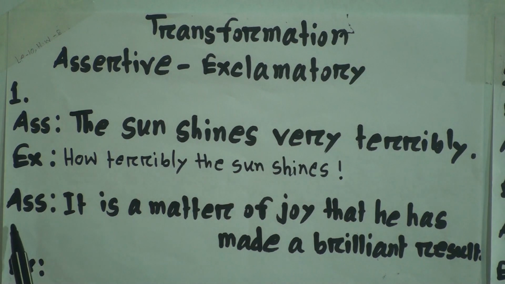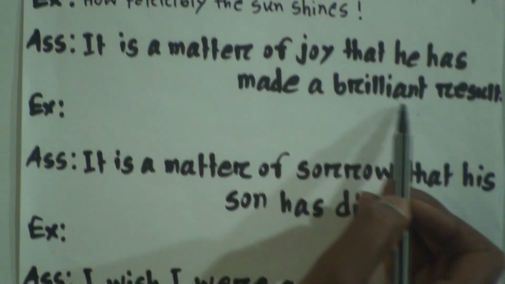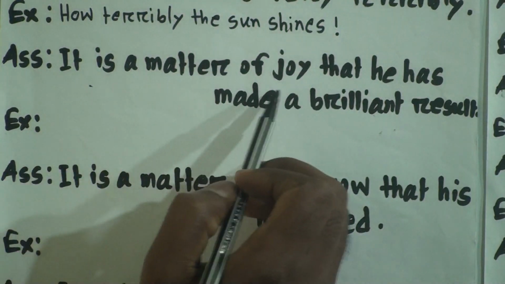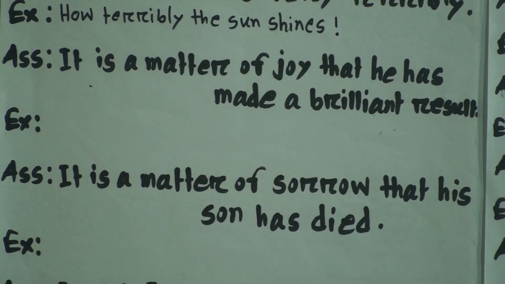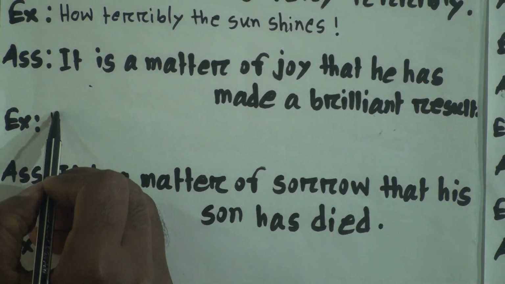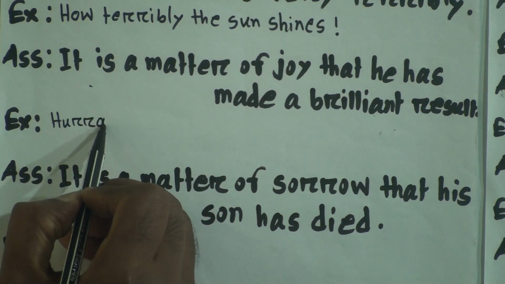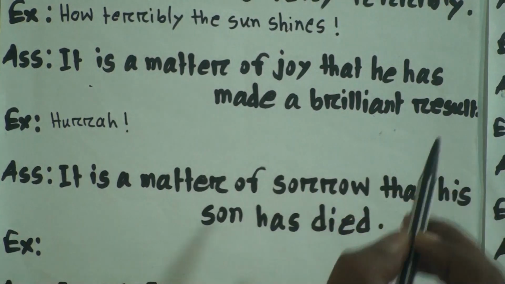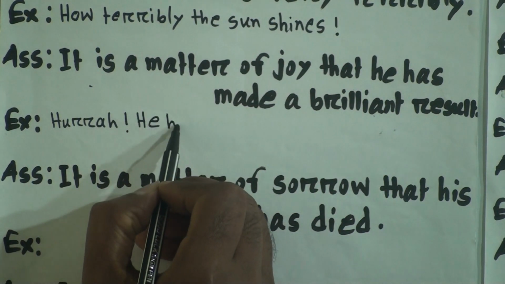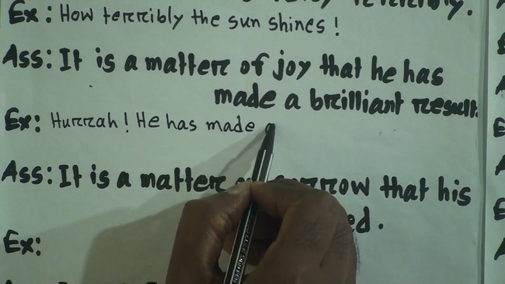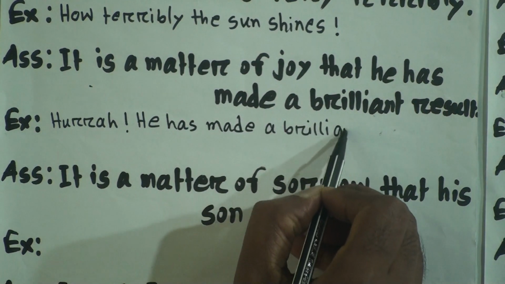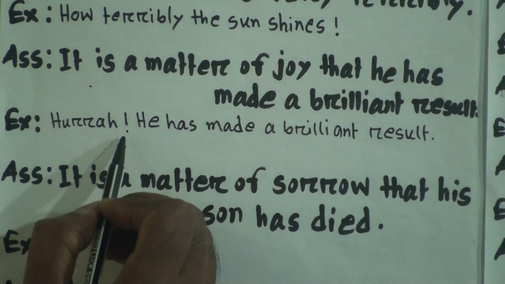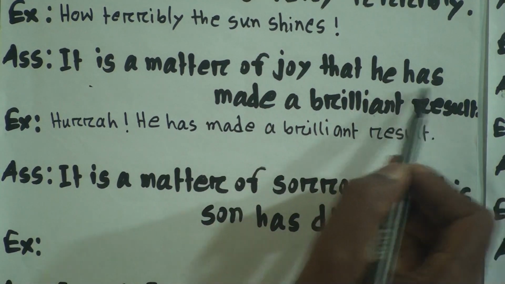Now, sentence number 2. This is also an assertive sentence. It is a matter of sorrow that he has made a brilliant result. So look at the title. It is a matter of joy. I am telling again, it is a matter of joy that he has made a brilliant result. In an exclamatory sentence we will use hurrah, then the exclamatory sign. Then the rest part: he has made a brilliant result, then full stop. I am telling again, look, hurrah, then exclamatory mark, he has made a brilliant result.